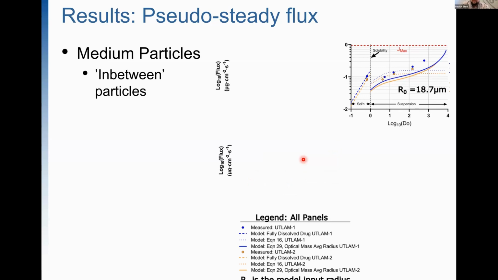So maybe the more interesting result between these two is these in-between particles, where we have particles that exist above and below the concentration boundary layer thickness. It appears, using the mass average radius, that at lower dose numbers, the particles seem to behave more towards the traditional assumptions in the film theory model, while at relatively higher dose numbers, the data seems to deviate completely. So we did a bit of thinking about why this might be.